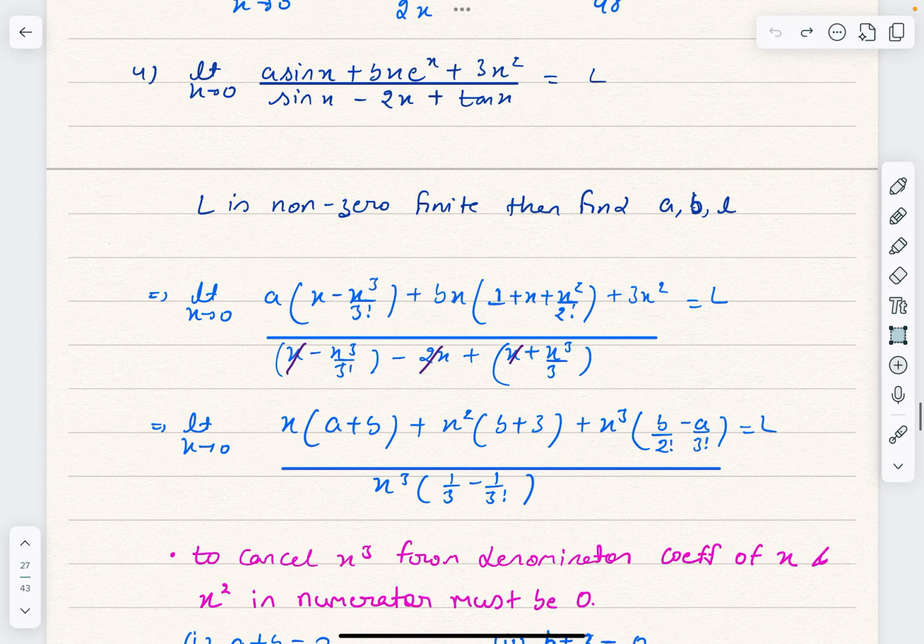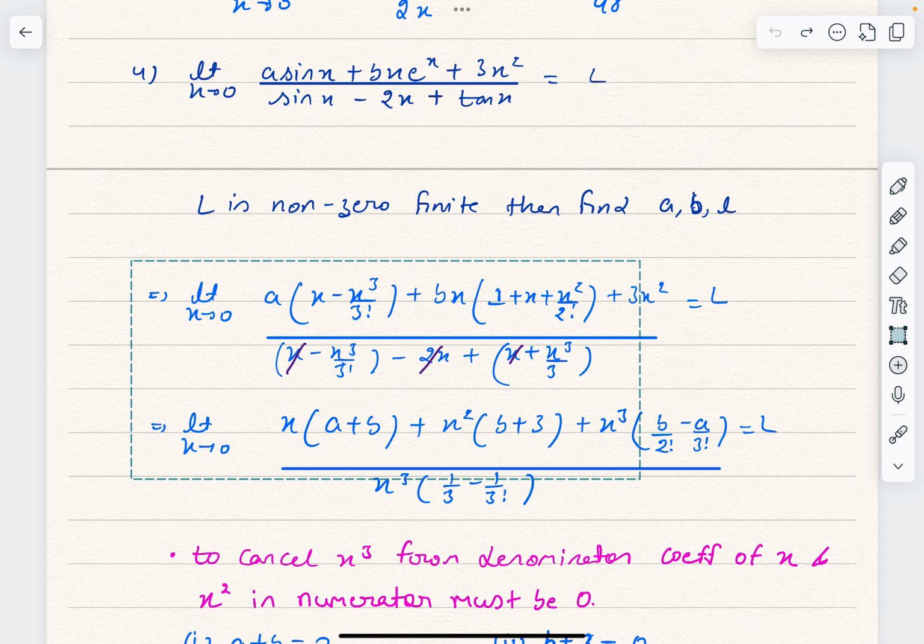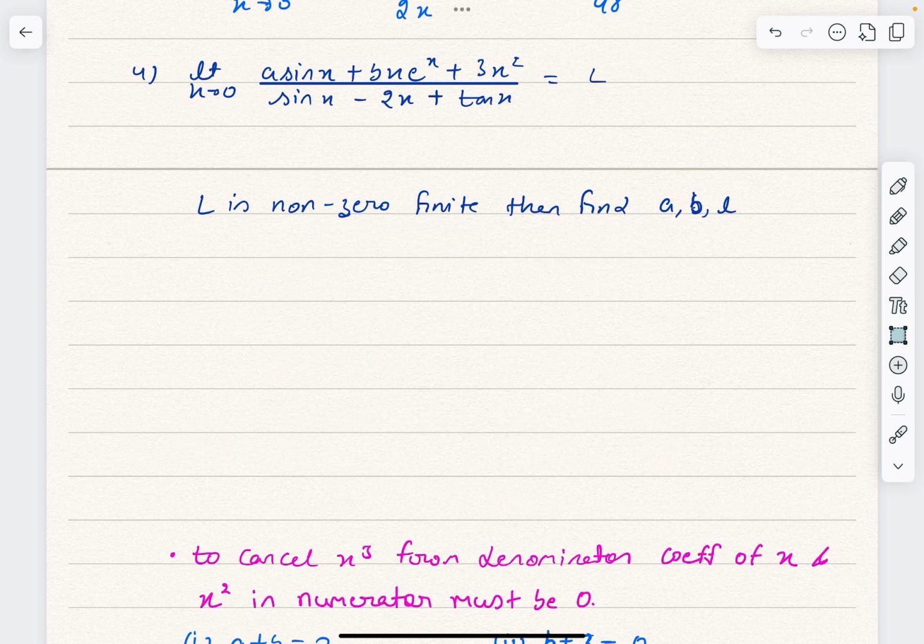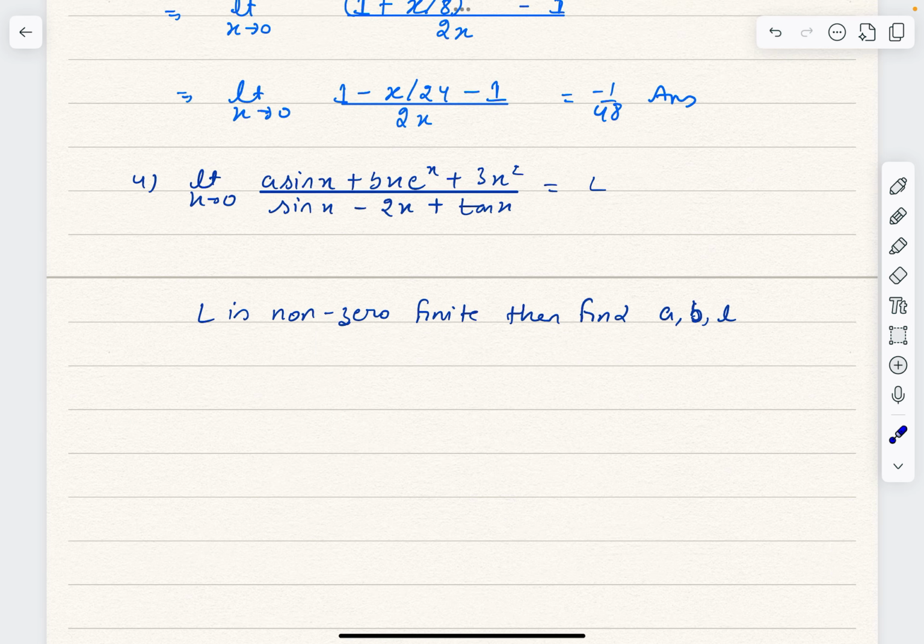Now this next problem is a very, very important problem. These kinds of problems they ask in Mains, sometimes in Advanced also. Limit x tends to 0 of (a sin x plus b x e power x plus 3x square) by (sin x minus 2x plus tan x). This limit is equal to L, where L is a non-zero finite number. Then find the values of a, b and L.